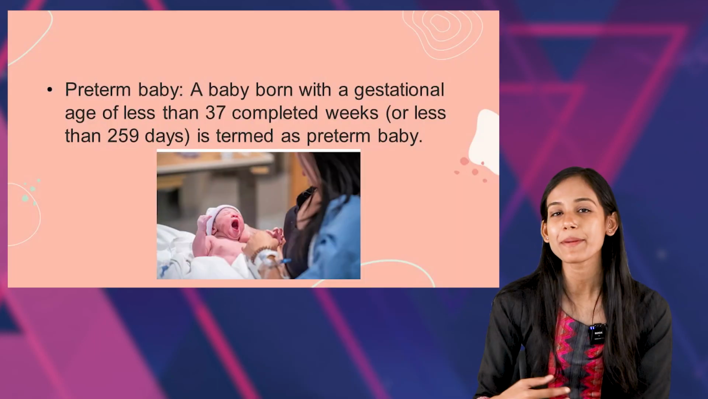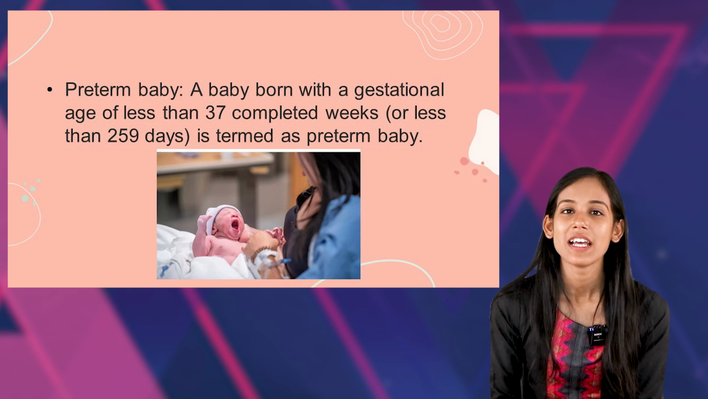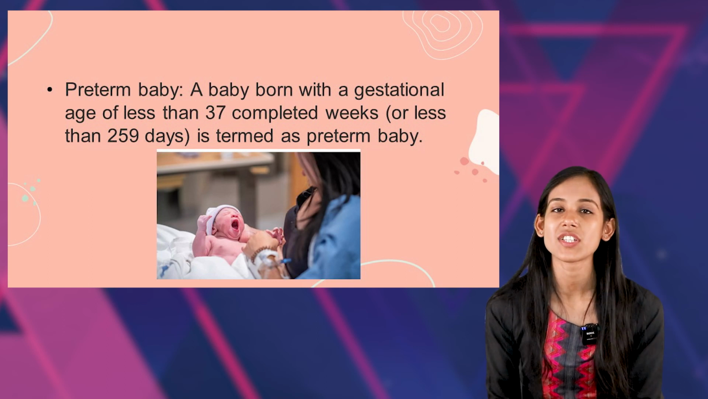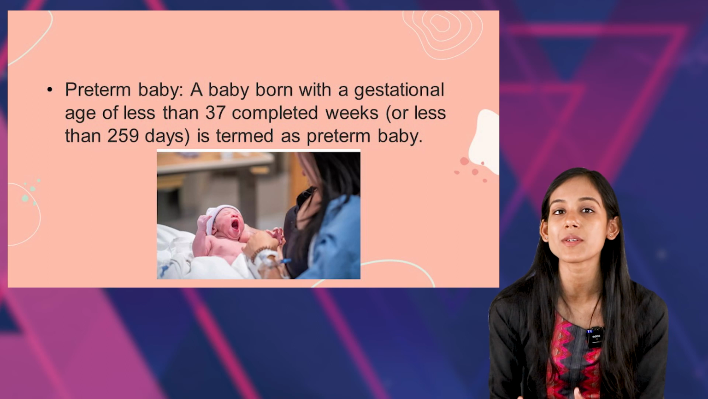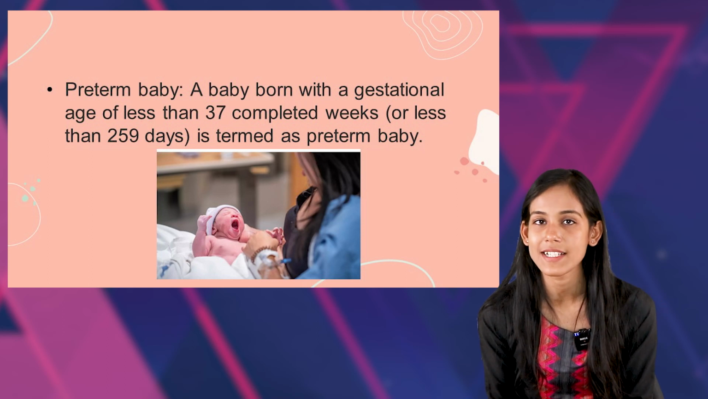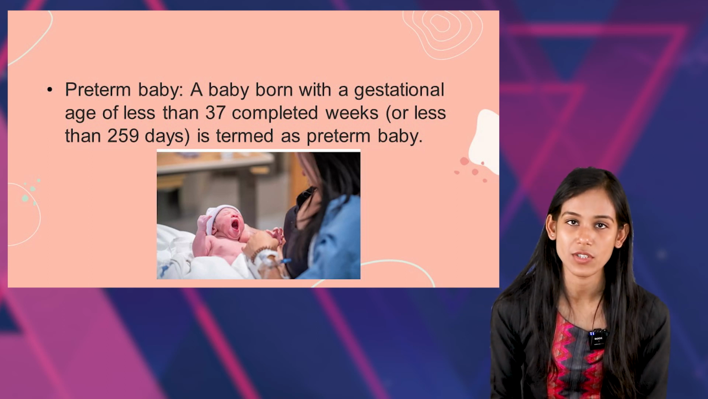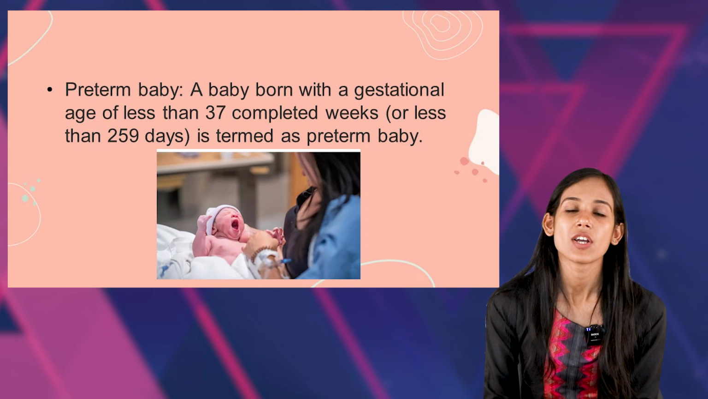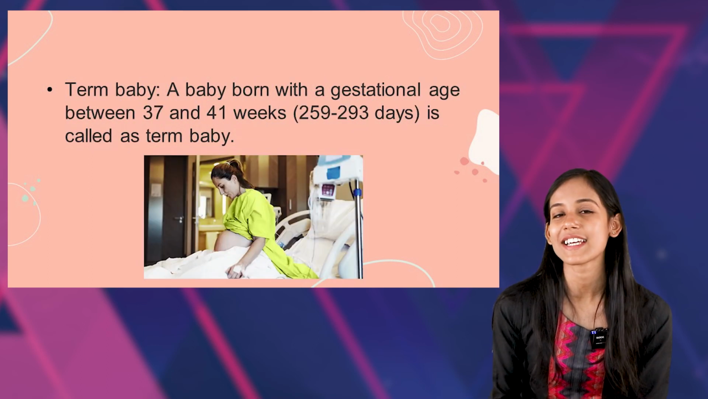So we understood very low birth weight and extremely low birth weight. Then we learned about small for dates, appropriate for dates and large for dates. Next we have the preterm baby. You might be very familiar with this term that we often hear. When a baby is born with a gestational age of less than 37 weeks, we call them a preterm baby. These babies are also often called premature, born early or immature. If the baby is born before completed 37 weeks, we call them a preterm baby. And next thing is term baby.